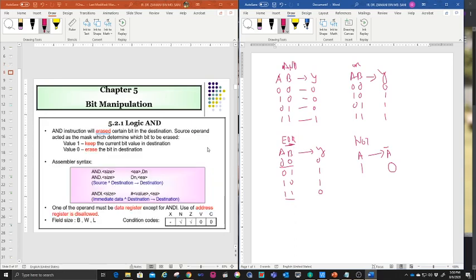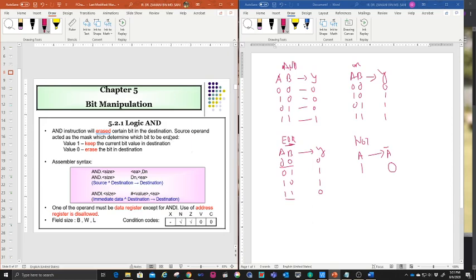So let's look at the command, how it works. For the AND operation, what does it mean here? You need to know what size you want to have. This is the size, like for the byte, and for the word size, and the long word size. If you do the AND instruction, it will erase certain bits in the destination. The source operand will act as the mask which determines which bits are to be erased.